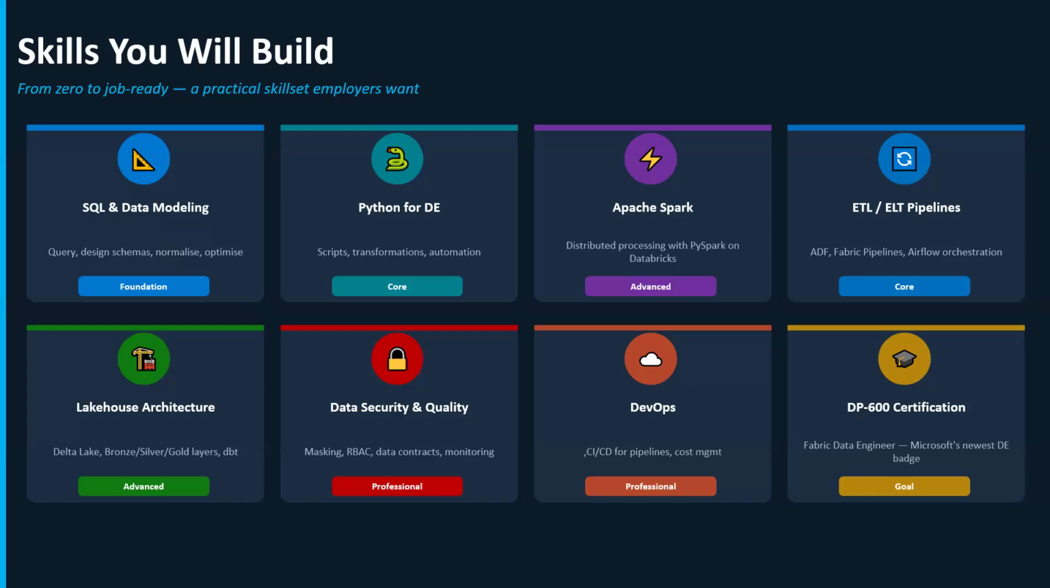Now they are giving more focus to Fabric. So that is the reason all certifications are on Fabric now: Fabric Data Engineer, Fabric Analytics Engineer. You can attempt DP600, and that gives some additional weightage to your profile if you attempt this exam.